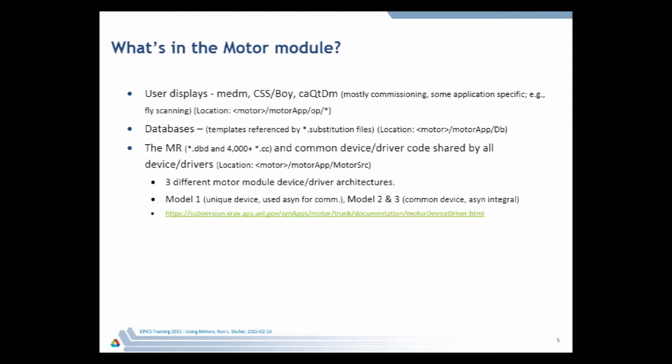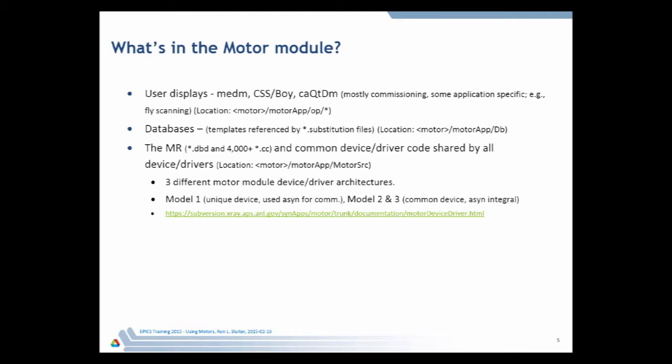The original device driver architecture was Model 1, and it's characterized by unique device support for each one of the controllers. So if you had a new port, the new port 4000 has both device and driver support. Same thing with a Kozu or something like that. For each unique model and unique device support, there's both device and driver code for that.